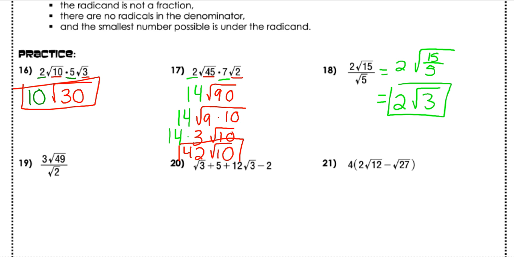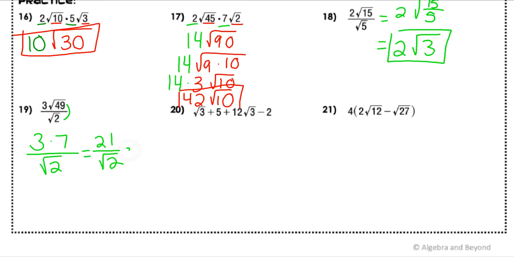All right, now number 19 looks very similar, but I can't divide 49 by 2. It's not divisible by that. So on this one, instead, I'm going to simplify first. So the square root of 49 is 7, and the square root of 2 is not a nice number, so I'm going to leave it as 21 over the root 2. When I look at my simplification, remember I can't have that radical in the denominator, so I need to rationalize it by multiplying by that same radical in the numerator and the denominator. So I would get 21 root 2 over the square root of 4, which is 2. So that would be my simplified answer.